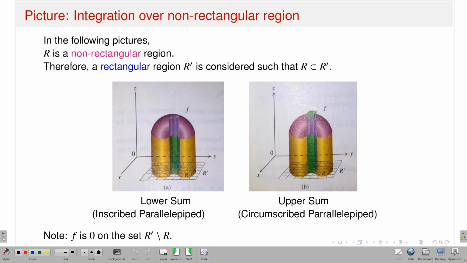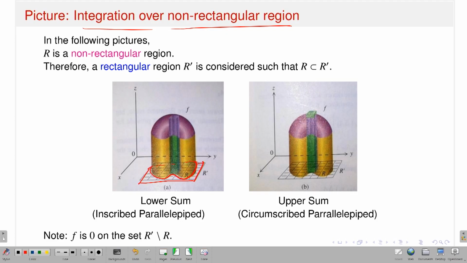Okay. So, I tried to explain it pictorially. Integrations over non-rectangular regions in the following pictures. So, what is your R? R is actually this one. If you look, this is your R region. Okay. So, this is not rectangular. Then what I am doing? Now this is the R prime. So, I have a big one, R prime, and R prime is containing your region R.